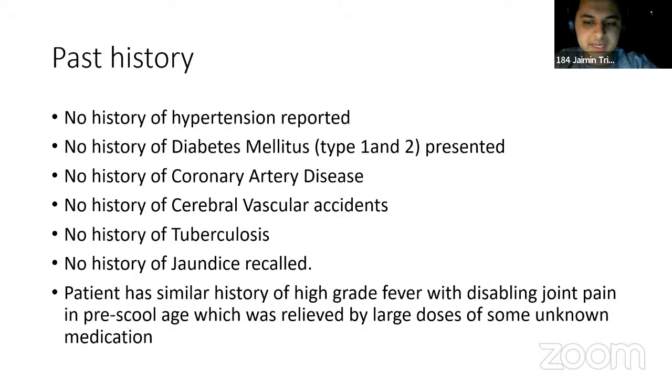Patient has a similar history of high-grade fever with disabling joint pains in preschool age, which was relieved by large doses of some unknown medication. This is a very important history because you have elicited here that in preschool age, the patient had fever with disabling joint pain, which was relieved by large doses, because the parents had to give very high doses, so they remember, right? Yes.